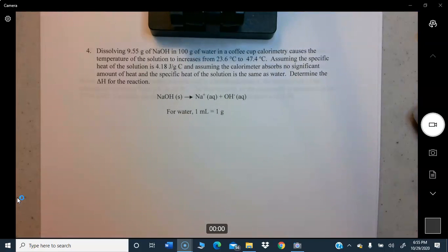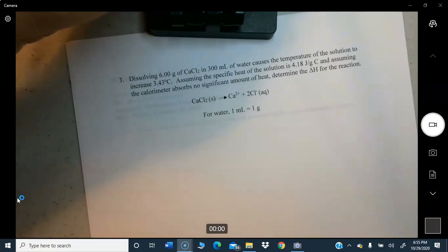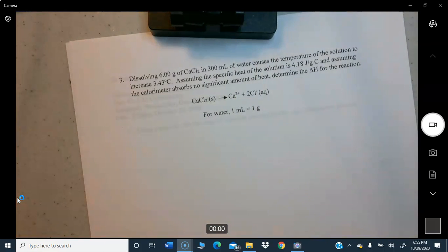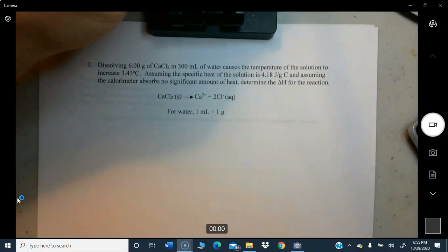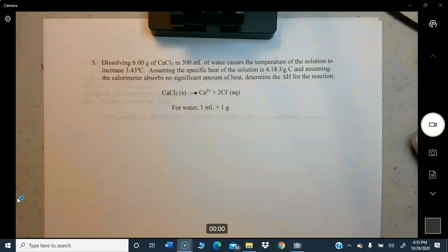I will have the rest of the assignments up later on. All right, so we're going to start with number 3. And that is the same as one that's in the notes. So this problem's in the notes, but I want to be able to explain it to you in some detail, and then you can do the next problem, which is identical to it, except the numbers are different.